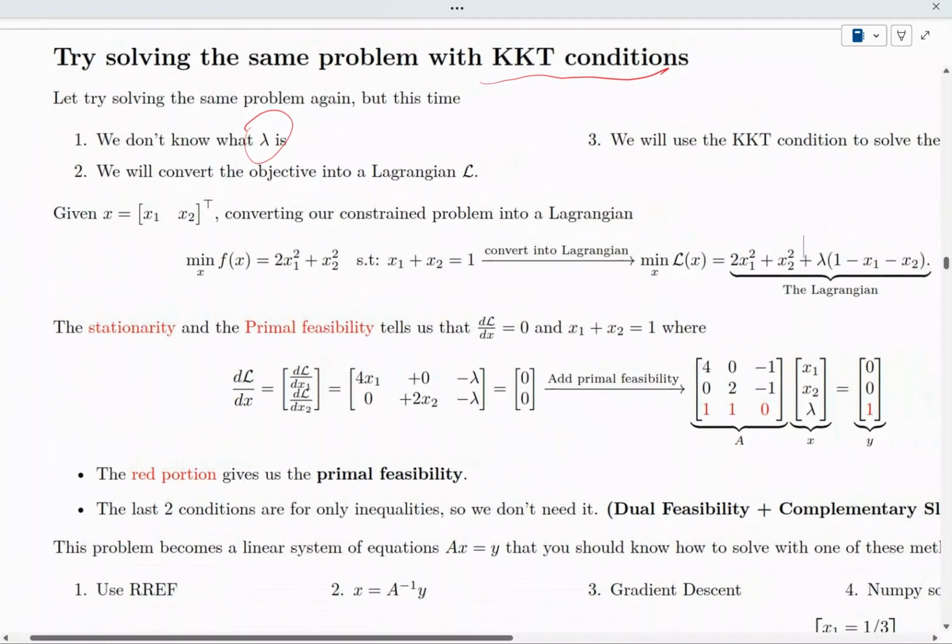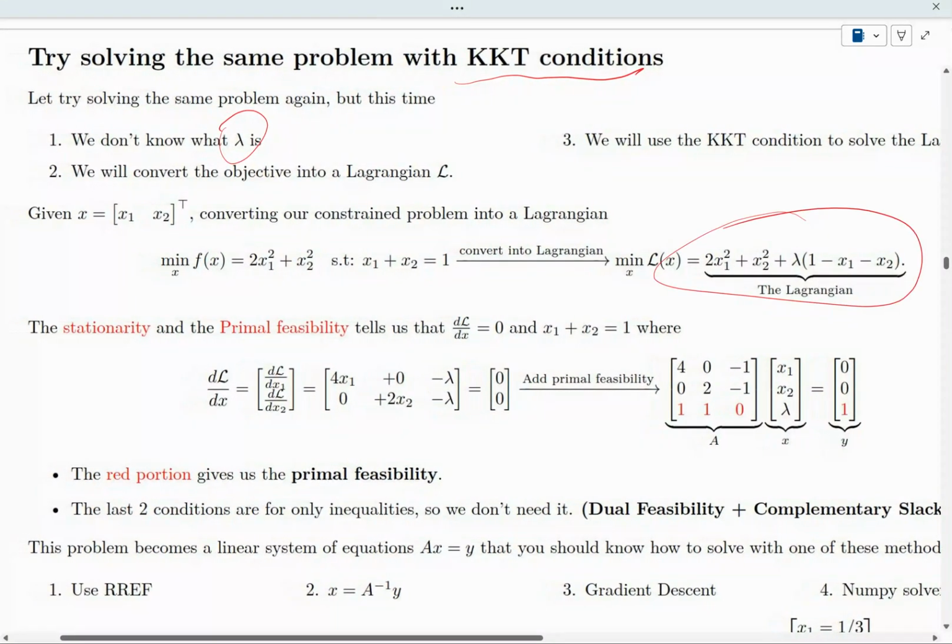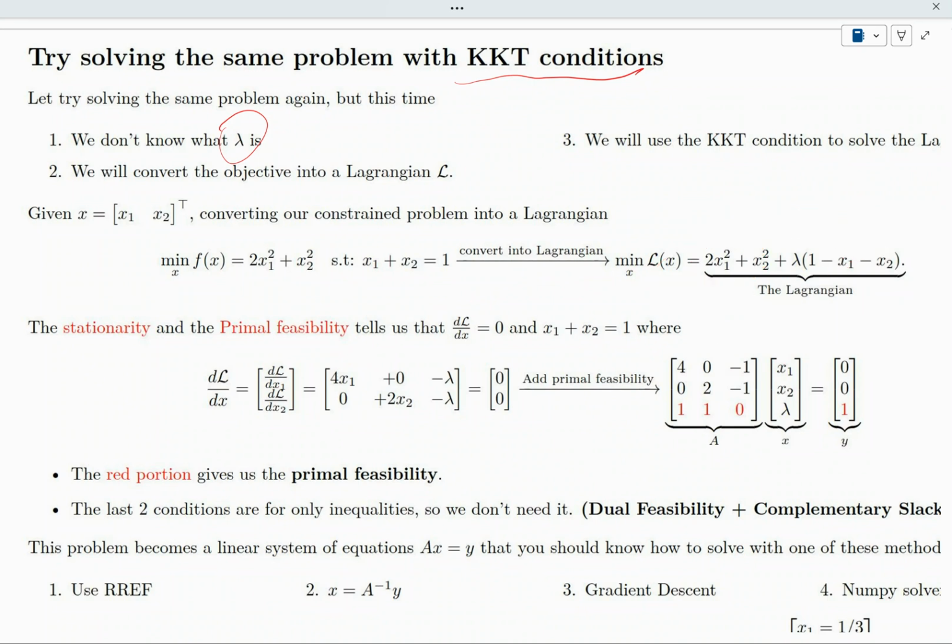Stationarity condition says that if we just take the derivative with respect to x1, x2, they should equal 0. So if we take the derivative with respect to x1, this goes here, this crosses out, and then this crosses out, it is just equal to lambda. You will see that if you take the derivative with respect to x1, you'll get this, and with respect to x2, and we're going to set both of them to 0 because that's the stationarity condition.